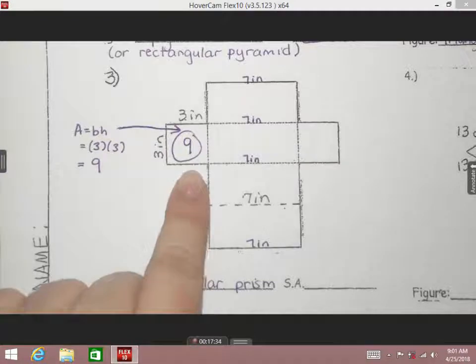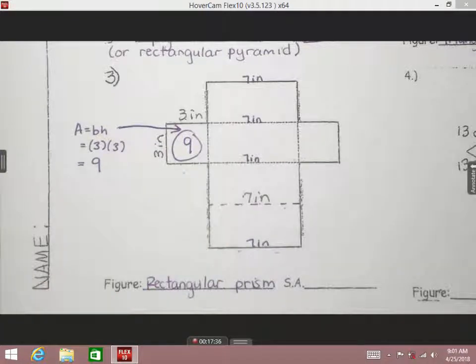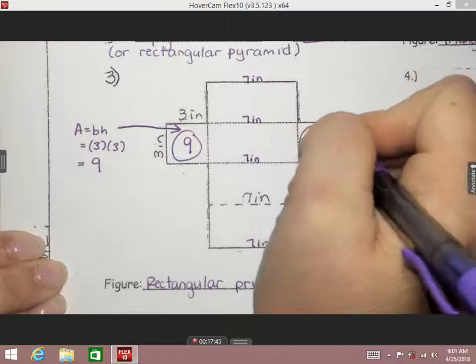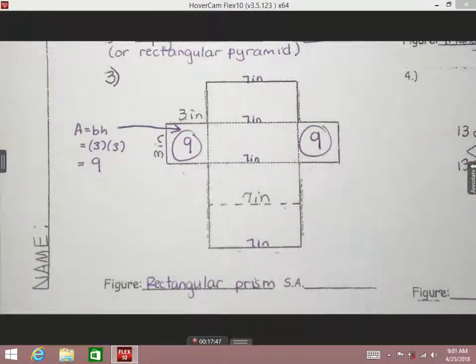So this is 9. Which other shape, in this case, is obviously going to have to be 9? Blake? The square on the other side. Alright, so that's one nice thing about rectangular prisms: I know it's going to repeat, sort of.